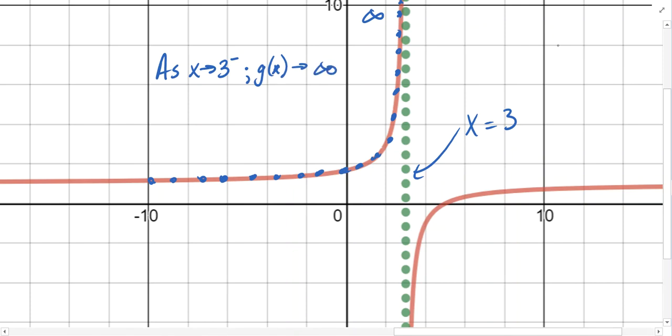In this case, as x approaches 3 from the right, q of x, our y values, well, you can see here, if we start plotting these points, our y values are going to approach negative infinity because they're racing downward towards that asymptote.